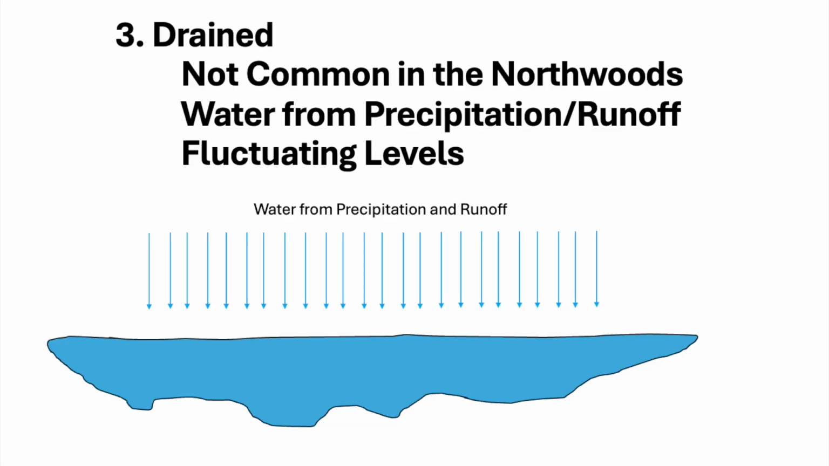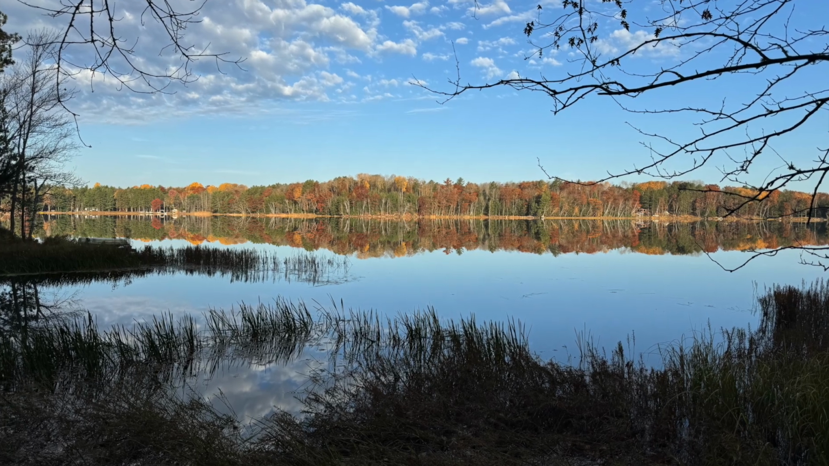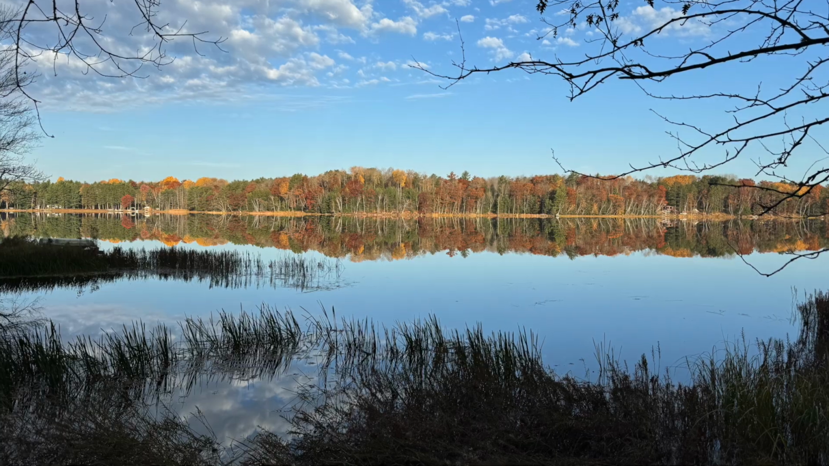Another lake style is the drained lake. They're not very common here in the Northwoods. That's where water from precipitation and runoff fill up the lake, and there's no inlet or outlet. They're characterized by having pretty widely fluctuating water levels.